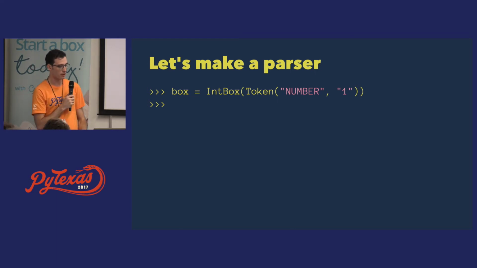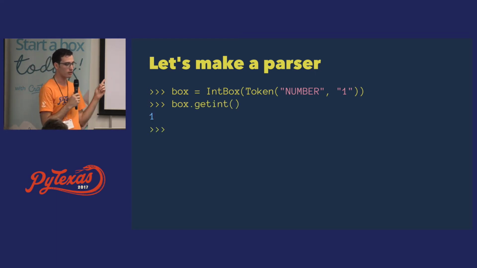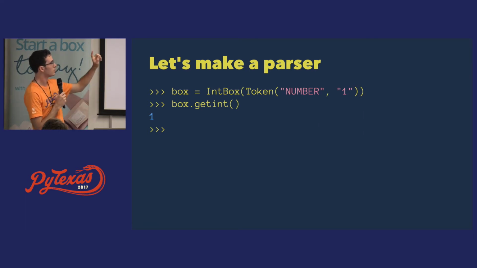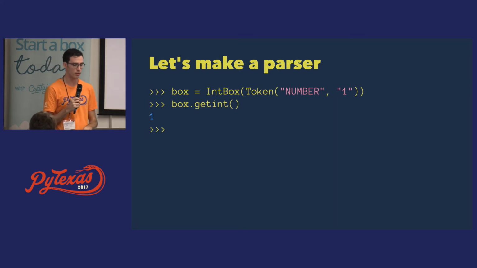I have an int box, and now I just have a box. If I call getInt on it, I get the integer 1, right? So you got to see how it went from a string, and now it's an integer. It's a little more complex, but this should make sense as we go on.